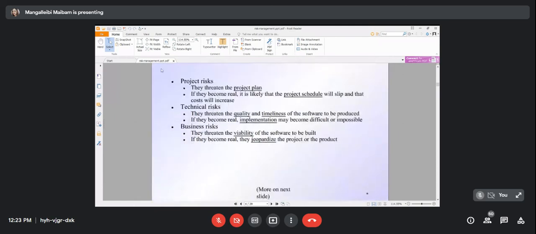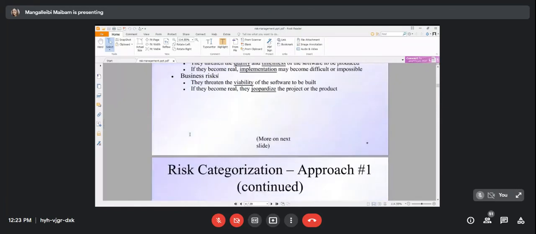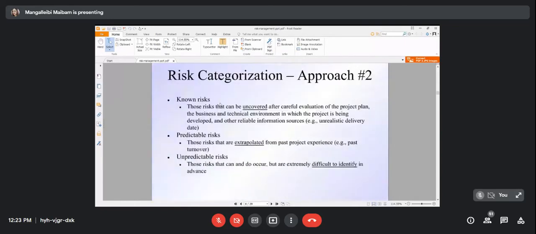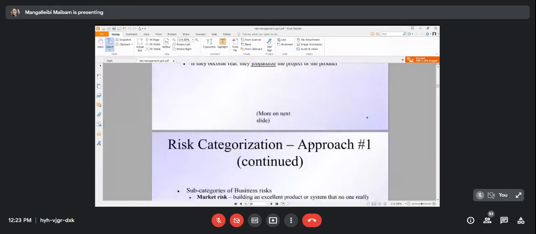So three categories are there. You just go through so that you can understand better. One is project, one is technical, one is business. And in business, again, we have other subcategories: market, strategic, sales, management, and budget risk. Now, that one is for approach categorization one.